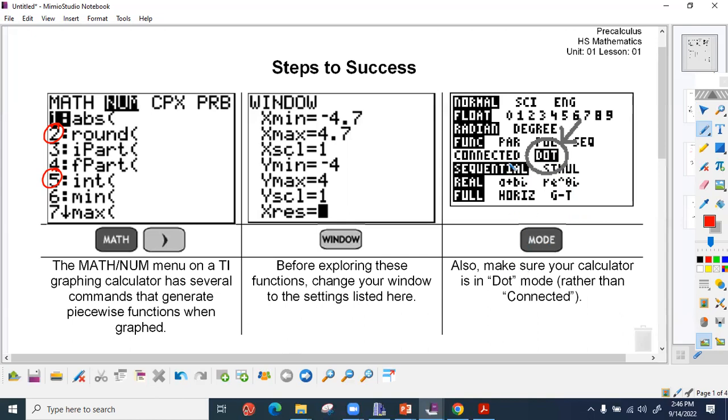So yours is going to say thick dot or thin dot because it's the newer calculator. I don't know why they switched it from connected to dot to thick and thin dots, but choose thick for all I care. So I'm going to go through that with the calculator.